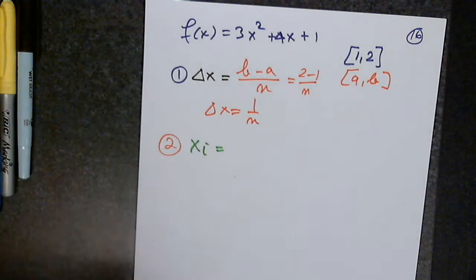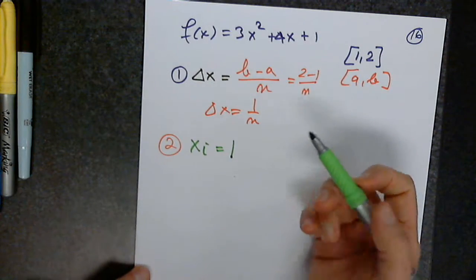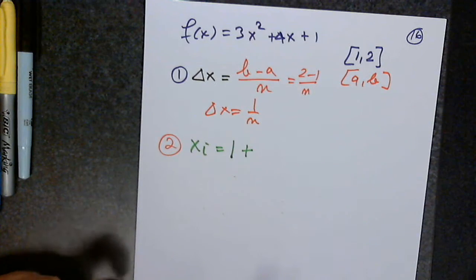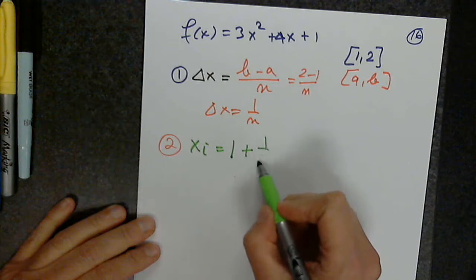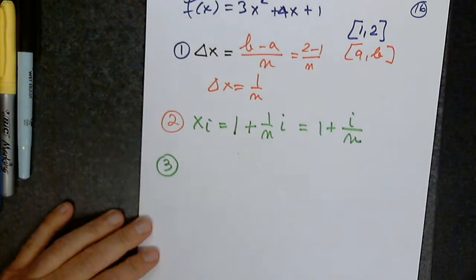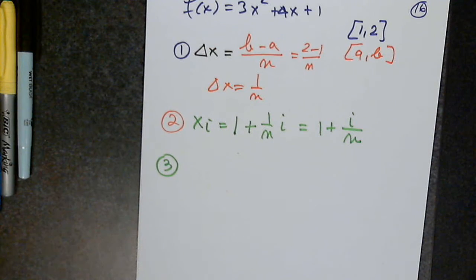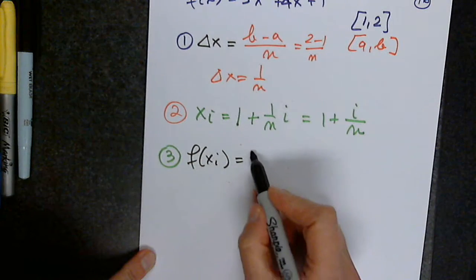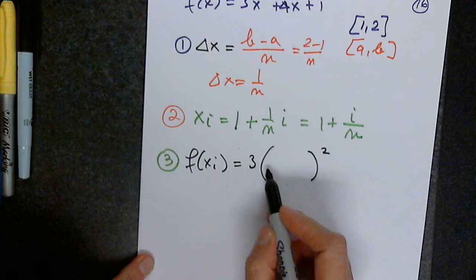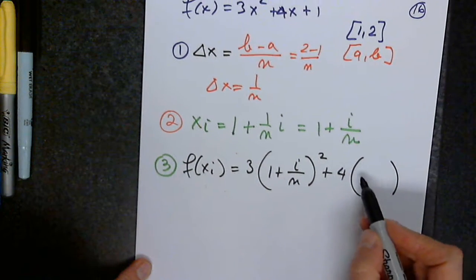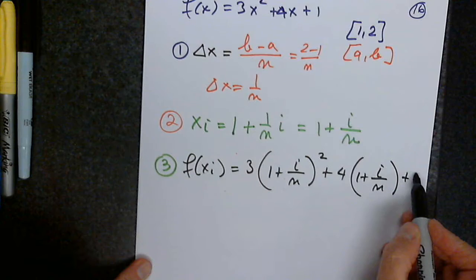Very good. The leftmost point, or value, which is 1 now, not 0, plus how many delta x's? I delta x's. So 1 over n times I will be 1 plus I over n. Prep number 3. What do I have to find? F of xi. Very good. F of xi is 3 in parentheses, what? 1 plus I over n, plus 4 in parentheses, 1 plus I over n, and plus 1.